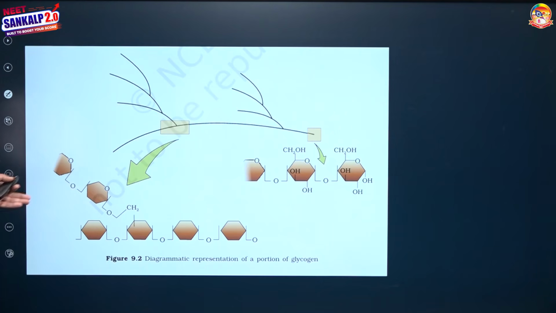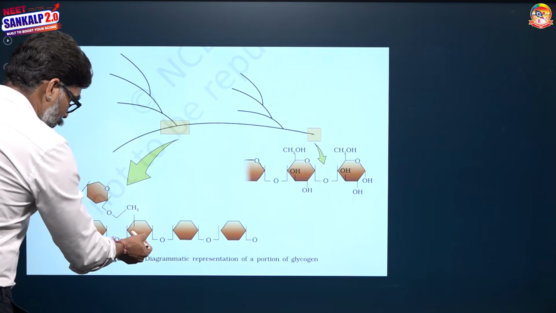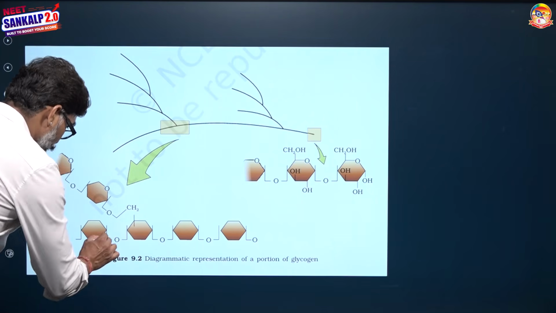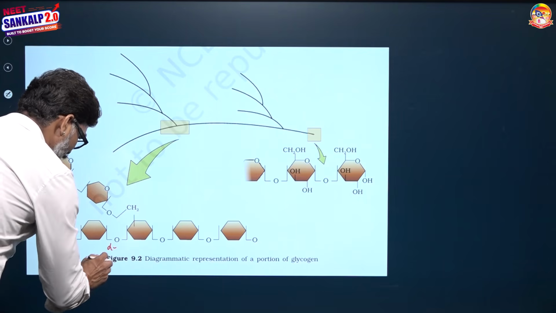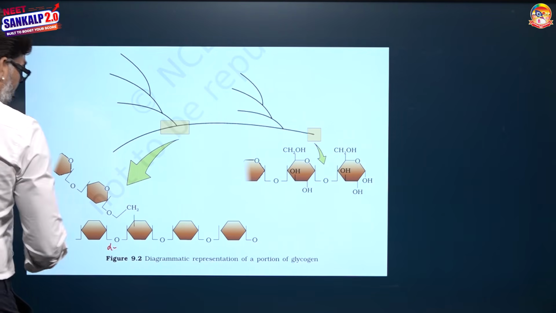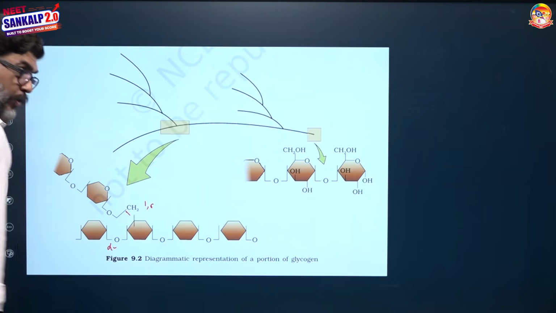This is the structure of diagrammatic presentation of a glycogen. You are watching glucose, glucose, glucose, glucose. This bond between two glucose units is the 1,4-glycosidic bond, and this branching point has a 1,6-glycosidic bond.